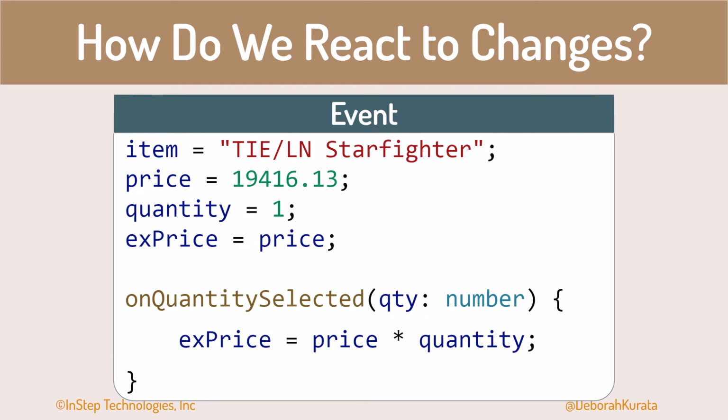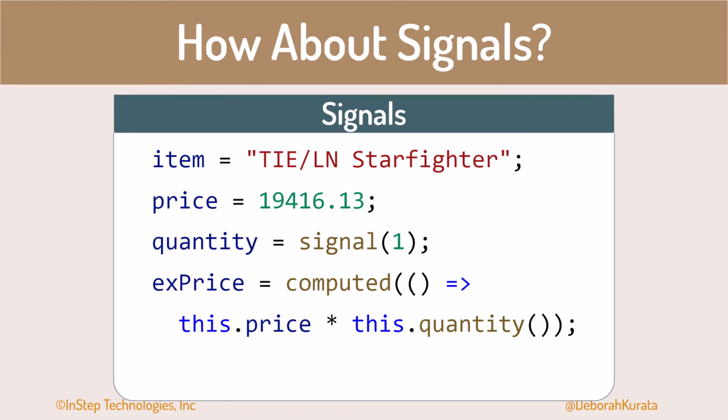Alternatively, we could use an event. Here we have an event handler that is called from the template when the user changes the quantity. In that event handler, we recalculate the extended price. This works for changes in this component, but what if the totals were in a separate total component? How would it know to update its totals? That's where signals come in. Here we create the quantity as a signal. Then we create a computed signal that reacts and recalculates when the quantity signal changes.